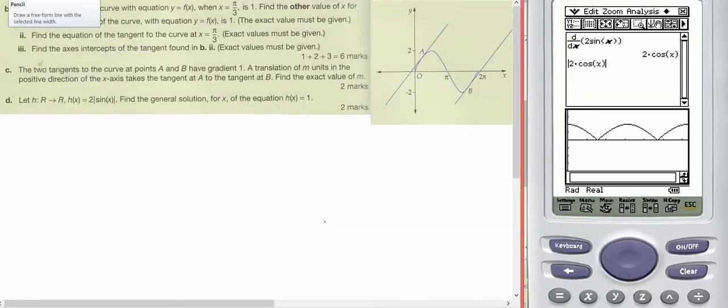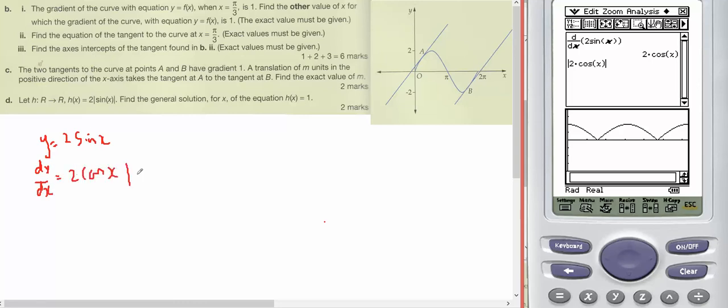Okay, looking at part B, the gradient to the curve with the equation y equals f of x, so the gradient to the curve when the equation is y equals 2 sine of x, well, the gradient's going to be, if I take the derivative, dy/dx, which will be 2 cos of x, at x equals pi on 3, is going to be 2 cos pi on 3, and cos of pi on 3 is a half. Therefore, I'm going to get an answer of 1.